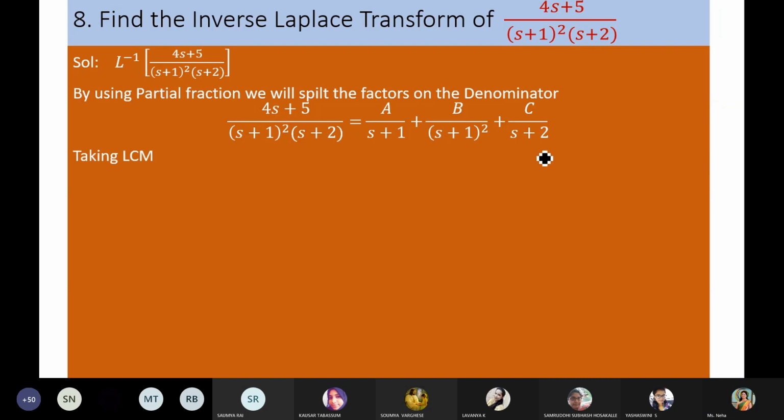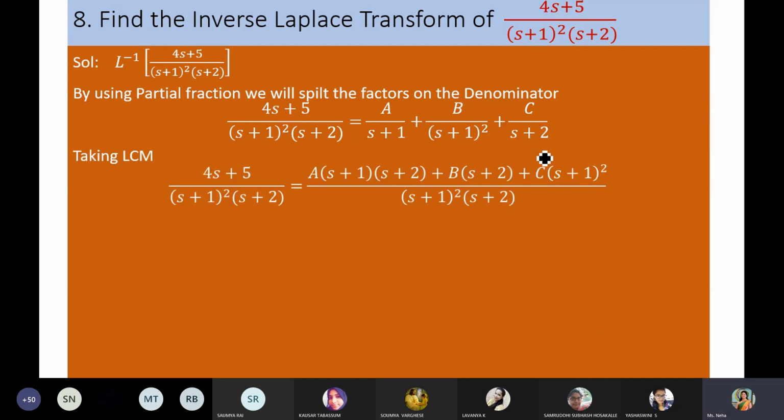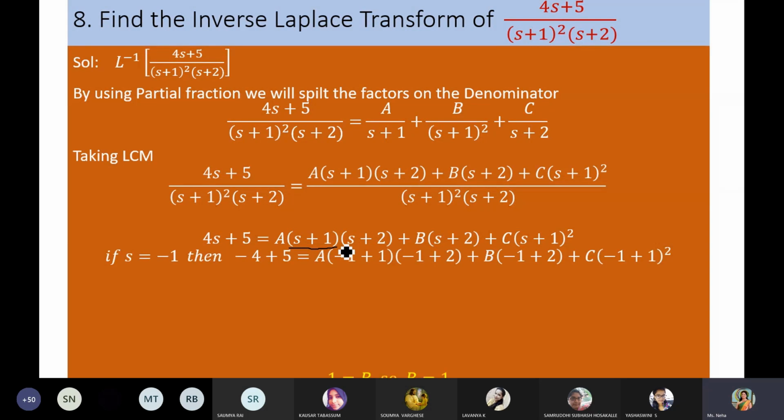Take the LCM. Always the LCM on both sides will have the same denominators, so they will get cancelled out. Compare the numerator part of both the sides. What value of s should you take here to make some terms 0? You will take s equals minus 1, since you can see one factor is s plus 1. So this entire term will become 0. If you substitute s equals minus 1, you will get b value as 1.